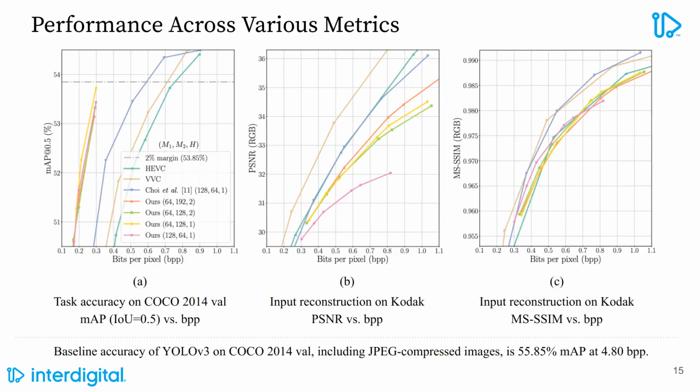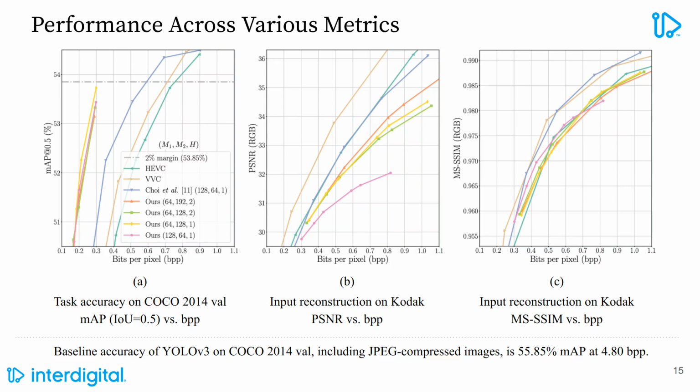These are the results of our experiments. Figure A shows the object detection accuracy versus bitrate performance of all the codecs we tested. The baseline accuracy model is 55.8%. The horizontal dotted line represents a 2% lowered point of reference from that baseline. As shown, our model with all tested configurations achieves a reference accuracy at just over 0.3 bits per pixel.